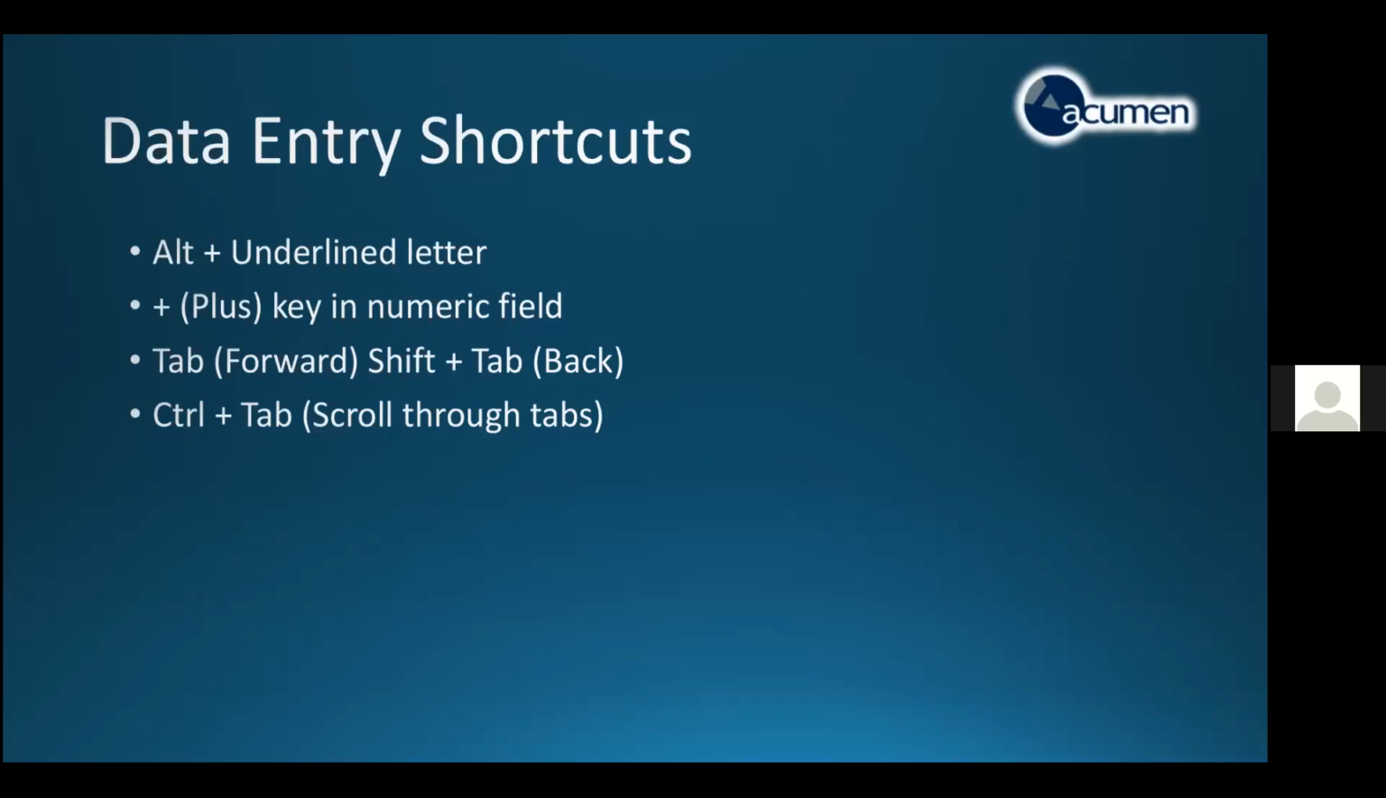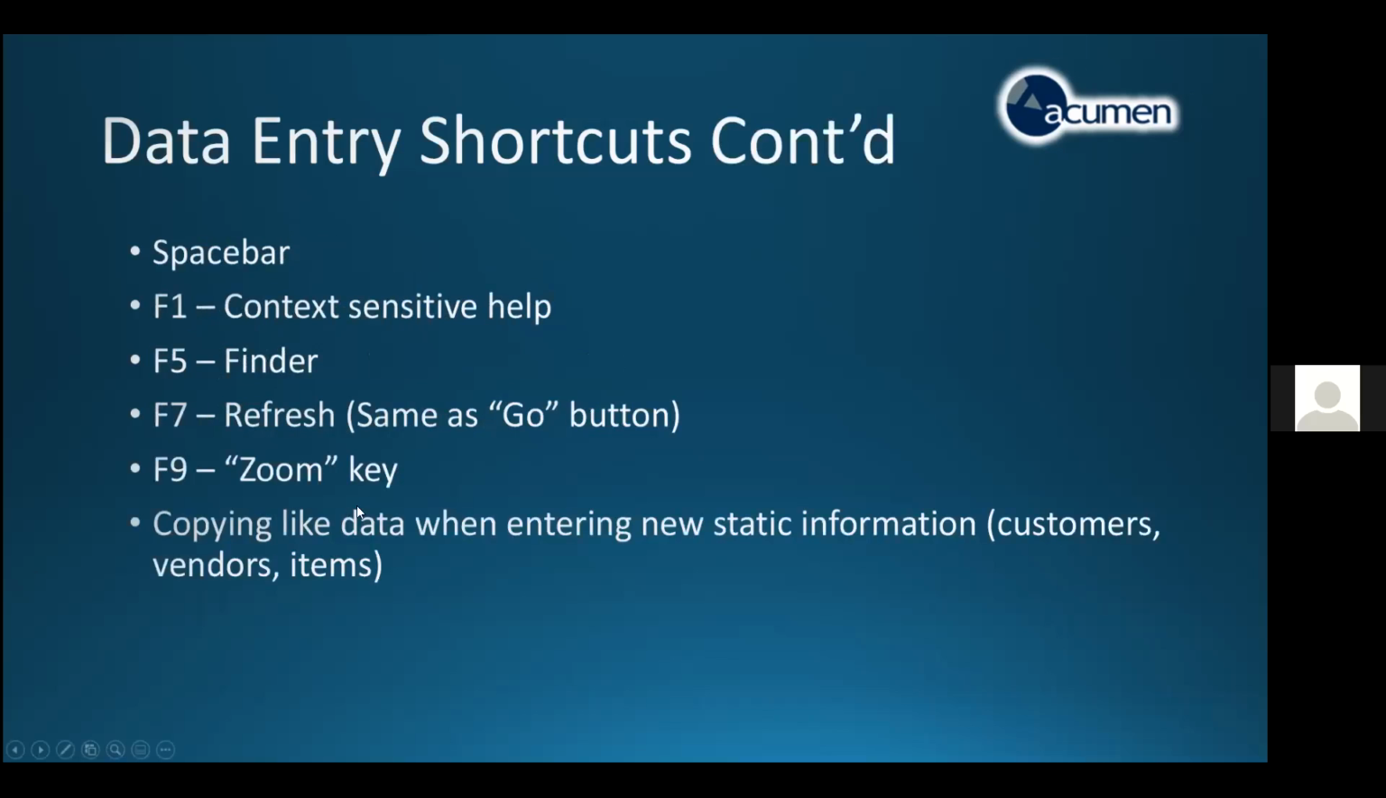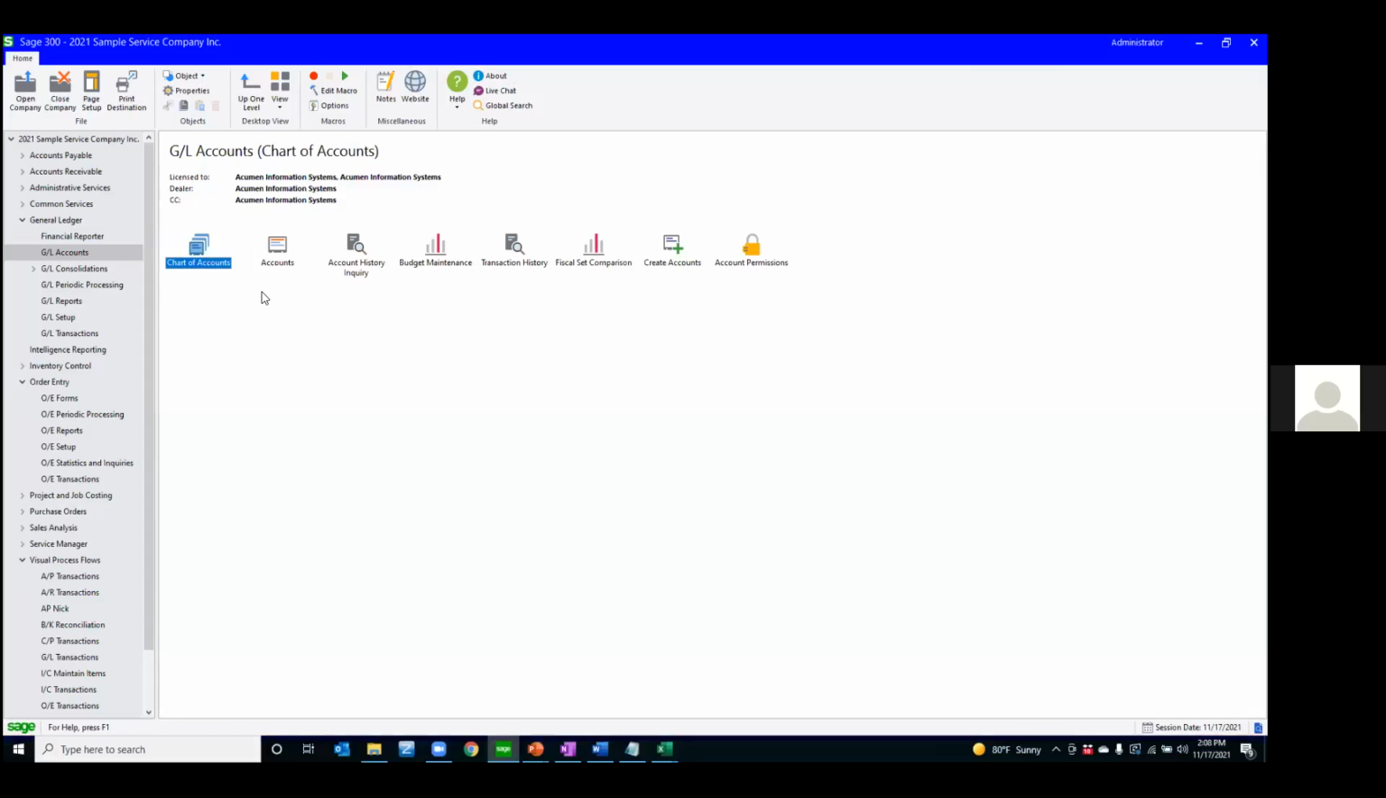So we're going to talk about the Alt key plus the underlined letter. We're going to talk about the plus key in a numeric field. We're going to look at the tab, to move forward, which I'm sure everyone's using, but also look at Shift tab to move backwards and Control tab to scroll through tabs on individual screens. We're going to review what the space bar can do for you. And then the F keys, the function keys, F1, 5, 7, and 9, what they do on individual screens and how they help you navigate. So let's go ahead and jump over to Sage and we'll review that list again. So first is the Alt and underline letter.